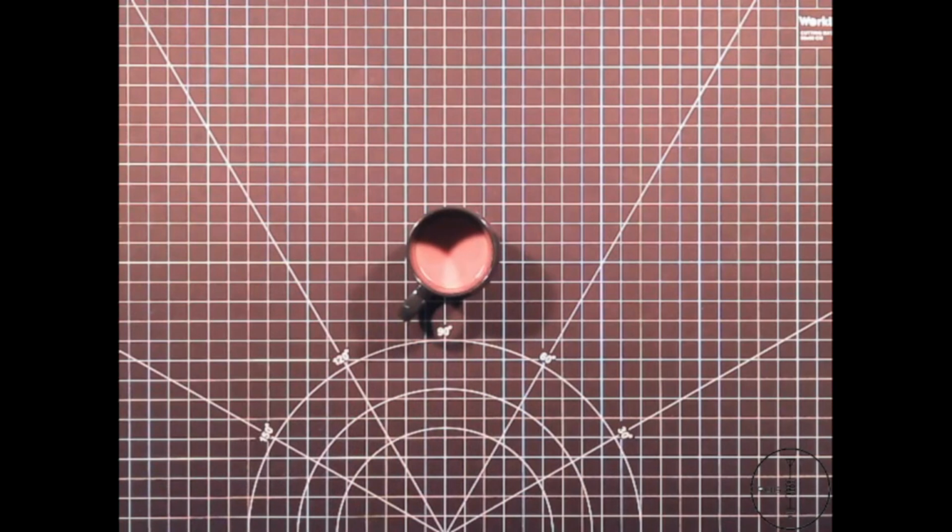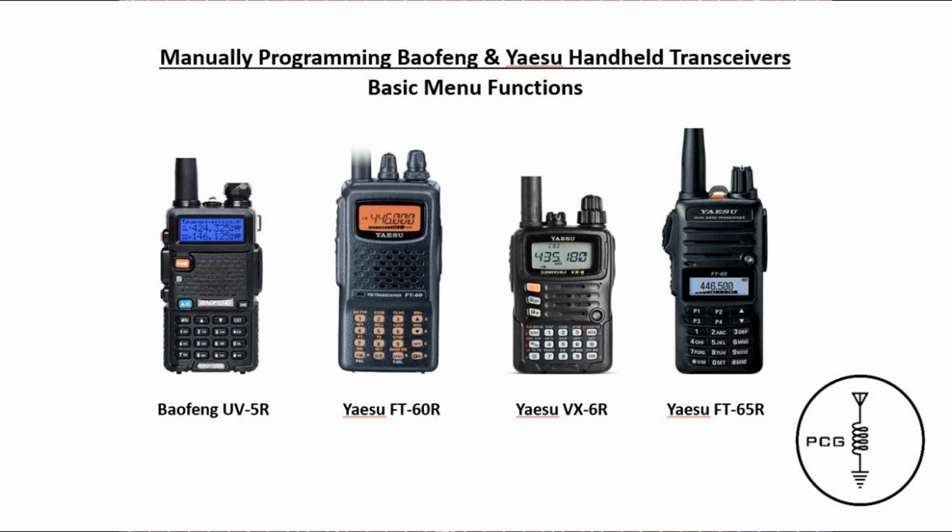Hi there. In today's video, I'll be doing a high-level demo on how to manually program a frequency into 4 different HTs, as well as navigating some basic menu functions. The ones I'll be exploring today are the Baofeng UV5R, Yaesu FT-60, Yaesu VX-6, and the Yaesu FT-65.